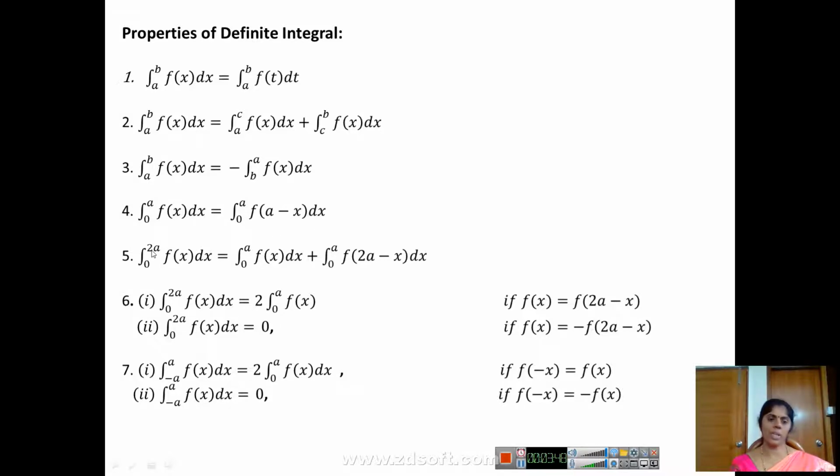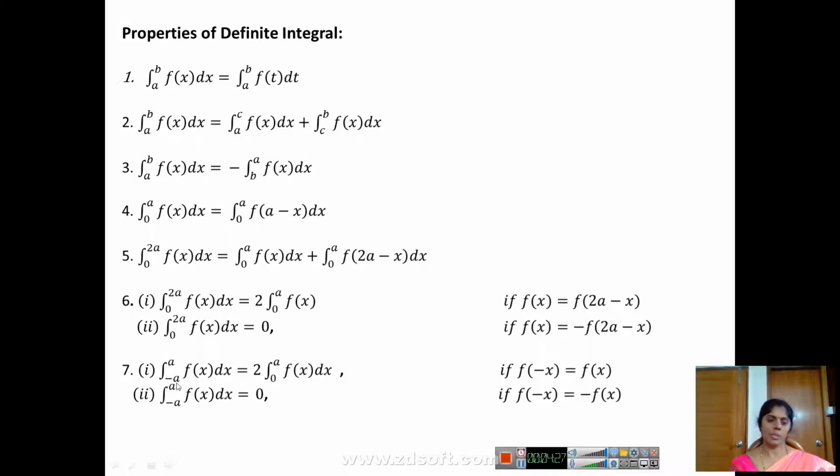Next one, integral 0 to 2a f of x dx is equal to integral 0 to a f of x dx plus integral 0 to a f of 2a minus x dx. Next one, integral 0 to 2a f of x dx can be written as 2 times integral 0 to a f of x dx if f of x equals f of 2a minus x, and integral 0 to 2a f of x dx equals 0 if f of x equals minus f of 2a minus x.